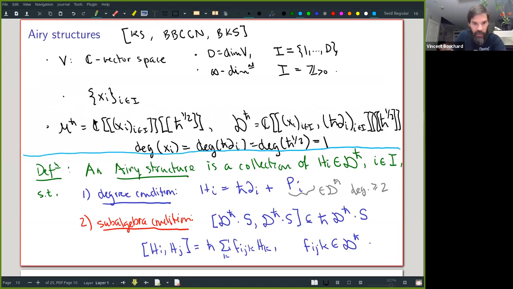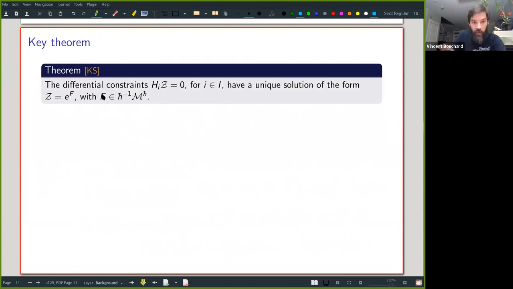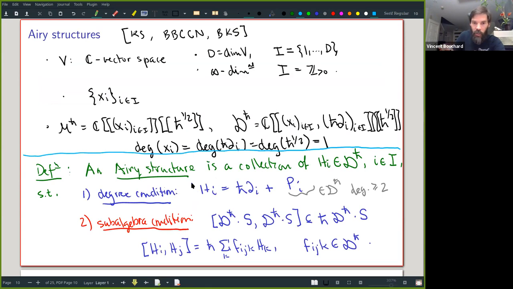Remember, M was basically the space of formal series in the variables x and h bar to the 1/2. So the free energy here, F, is called the free energy, Z is called the partition function, is given in this form, and then there always exists a unique solution. So it's a very powerful statement. That's why the conditions here are very important. The degree condition is very important here for uniqueness of the solution, and the subalgebra condition is necessary for existence of the solution. So both of those here guarantee existence and uniqueness.